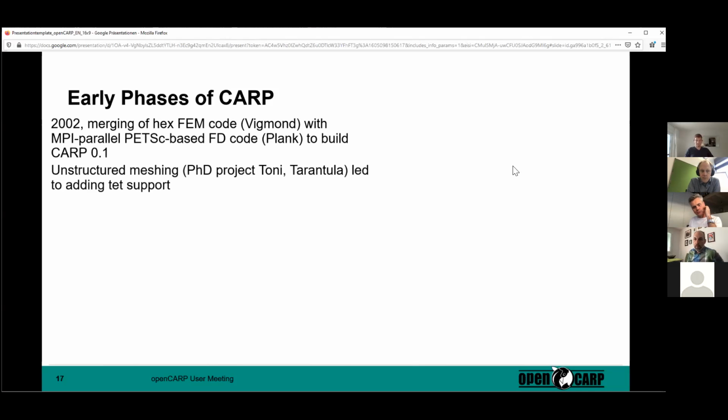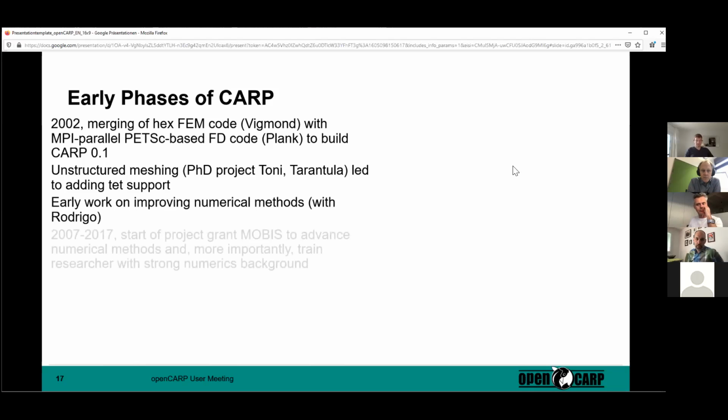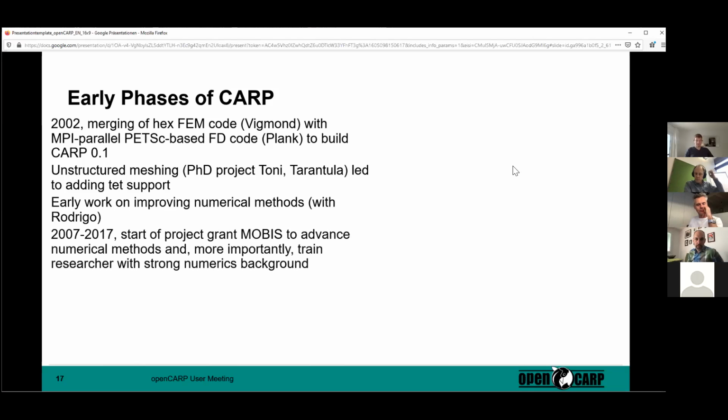And then later, what happened in CARP? We added unstructured meshing. Before it was just a regular grid. Then Tony came along and the meshing software Tarantula. And we had tetrahedra, so we could do unstructured meshes. Then we started working on numerical methods with Rodrigo Weber dos Santos. And Gernot was part of a grant called MOBIS for 10 years to improve numerical methods. So CARP developed that way as well.